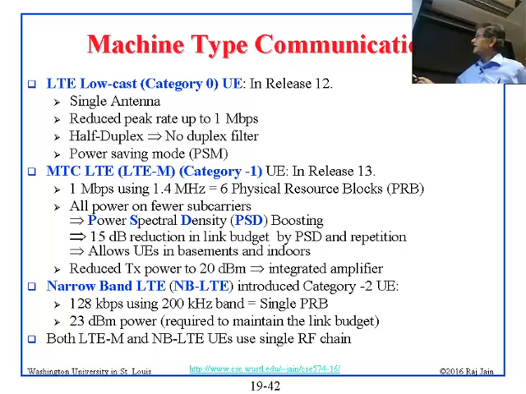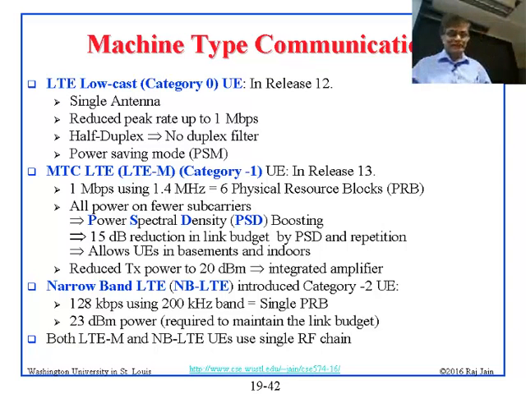So this is called LTE-M. And they also reduce the power to 20 dBm. With 20 dBm, the amplifier does not have to be separate. It is a very cheap amplifier which can be put on the chip. So now you can get, instead of $5, maybe $2. Well, this is not enough.